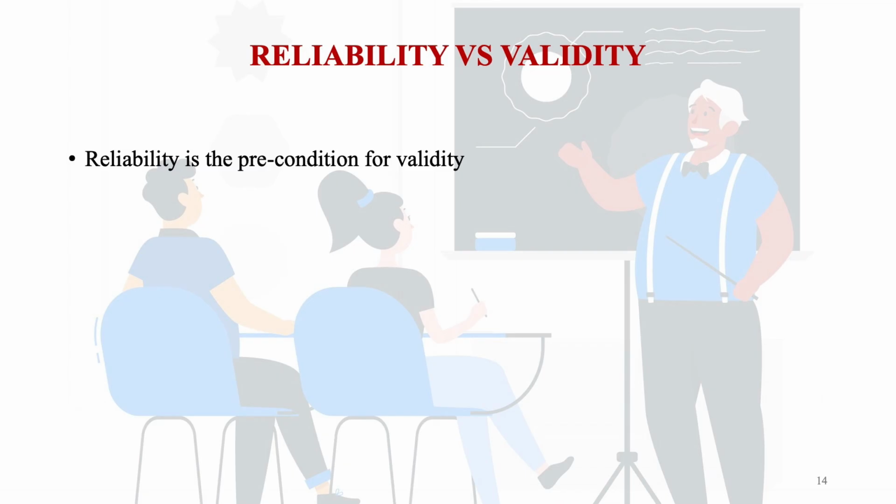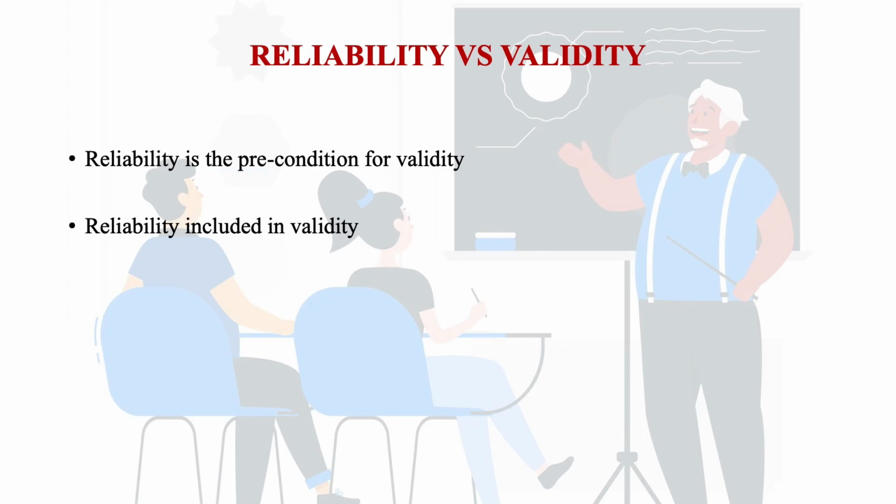For further understanding, reliability is the precondition for validity. You cannot go directly to establish validity. Validity is the further criterion, but the earlier criterion is reliability. If the tool has reliability, then you can go on to find out the validity index of the tool. But if you have not found the reliability, then there is no need to go on to find the validity. That is why reliability is the precondition for validity.